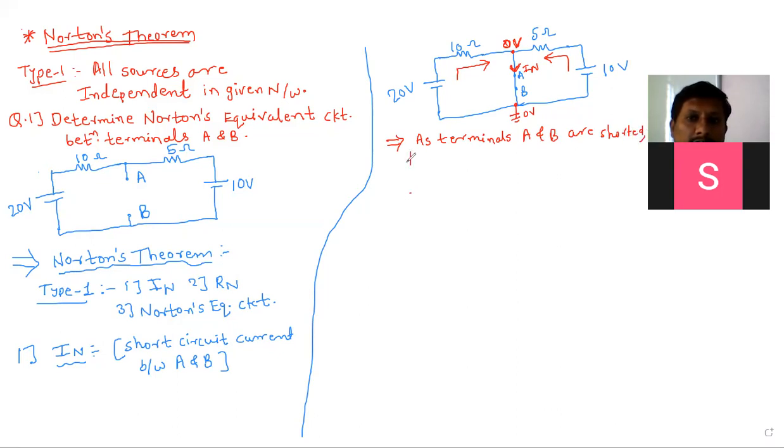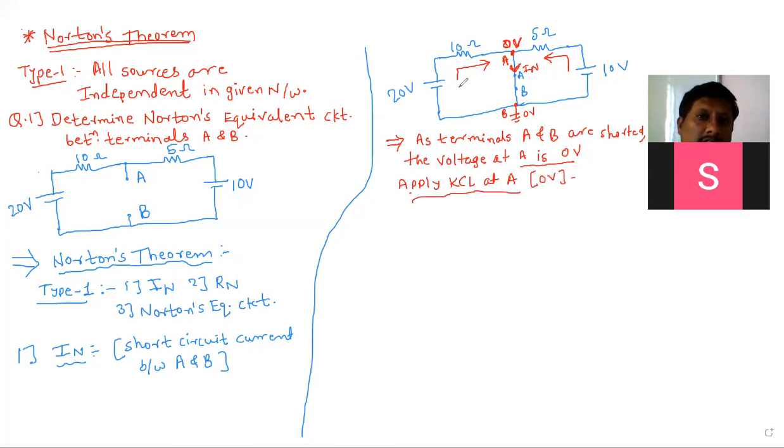Terminal A and B shorted. The voltage at A is 0 volt. So terminal A is here, and I will give the name B here, A here. So voltage at terminal A is 0 volt. Therefore, apply KCL at A, that is at 0 volt.